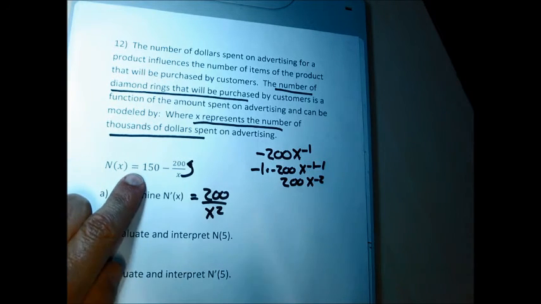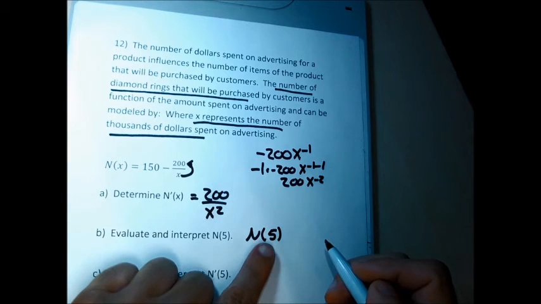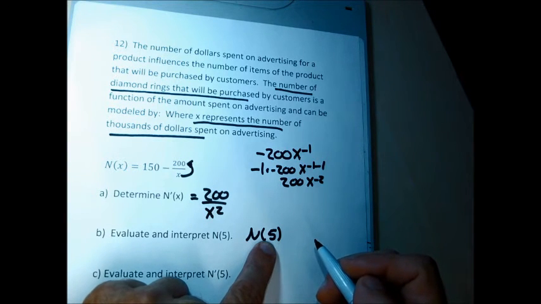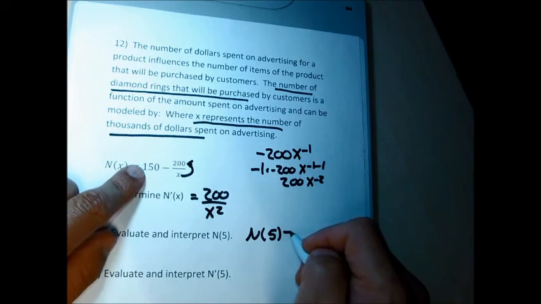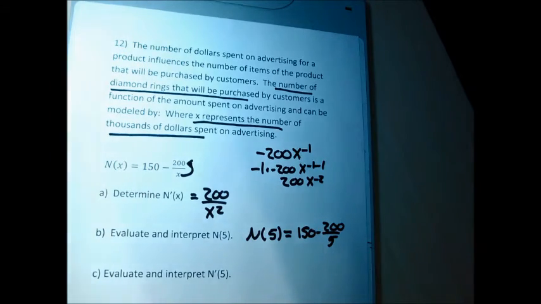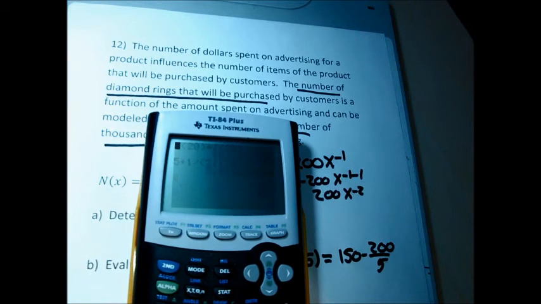To do N of 5 is going to be the number of diamond rings sold when we spend $5,000, because X is the number of thousands of dollars spent on advertising. That's going to be $5,000. I'll plug the number in. I'm going to go 150 minus 200 over 5. So from the main screen, if I did that, 150 minus 200 over 5, I'd get 110 rings.